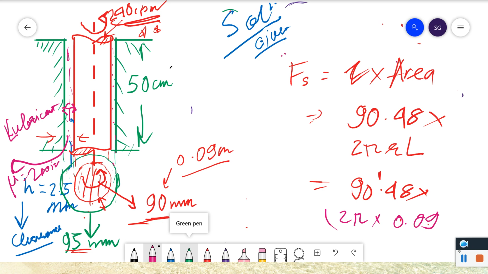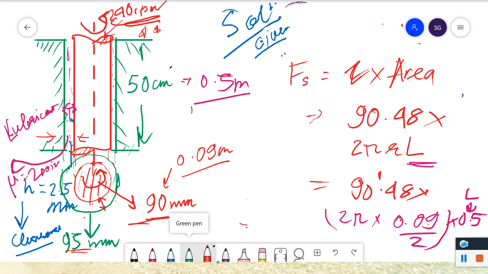2 pi into 0.09 upon 2 into 0.5. This is L, don't forget about this: 50 centimeter is equal to 0.5. From here we have put the 0.5. This is L actually. So our answer comes out to be 12.791 Newton.